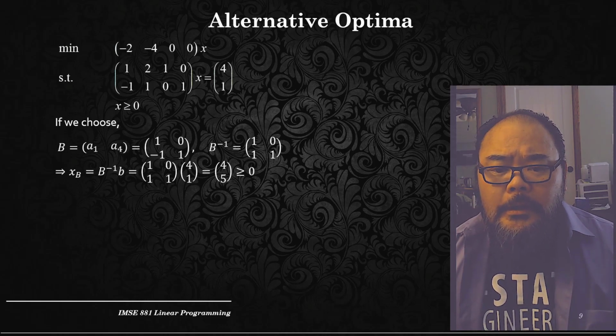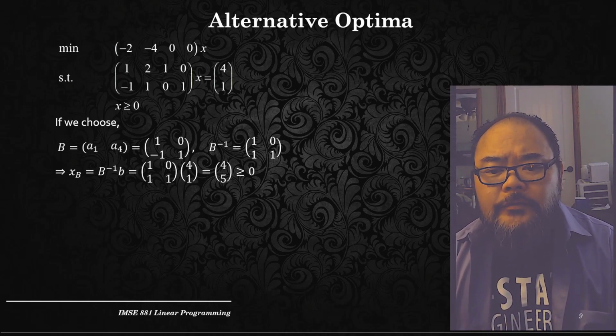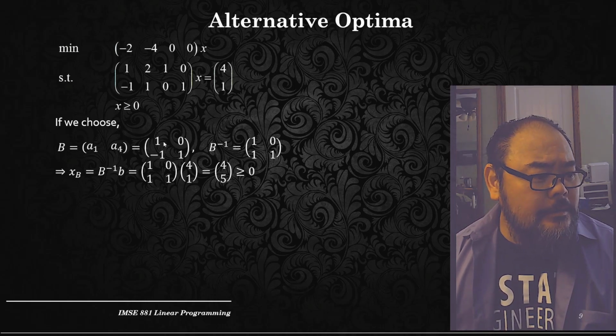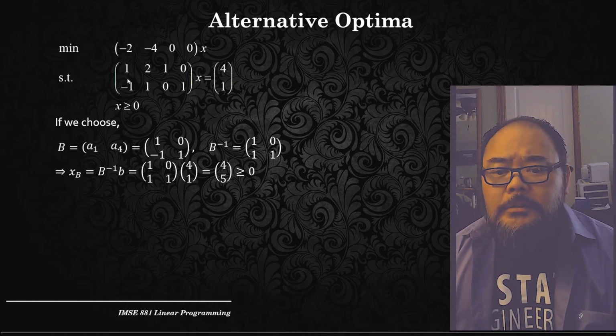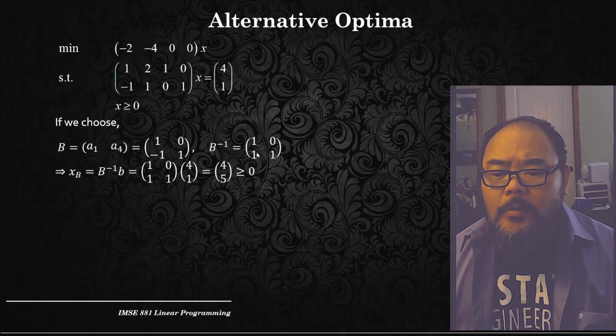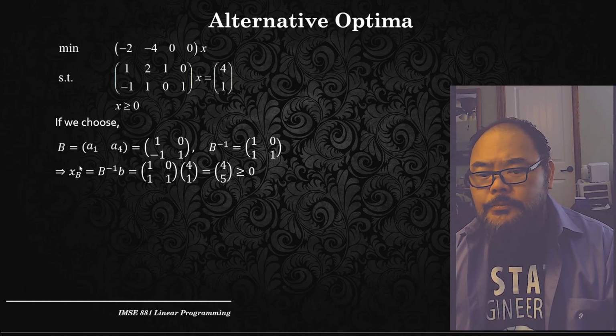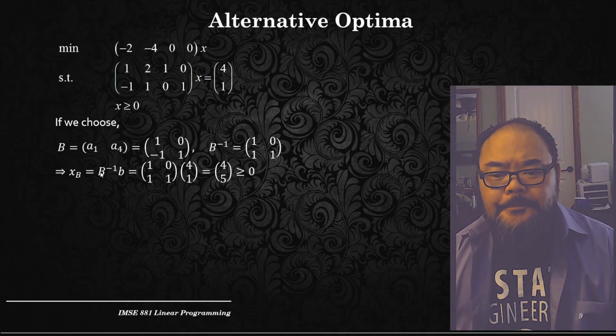If we choose x1 and x4 as the current basis, so the columns (1, negative 1) and (0, 1) become my basis. The inverse of the basis, B inverse, will be 1, 1, 0, 1. I can directly calculate the current basic solution xB equals B inverse times b, which equals 4 and 5, both of which are greater than or equal to 0.